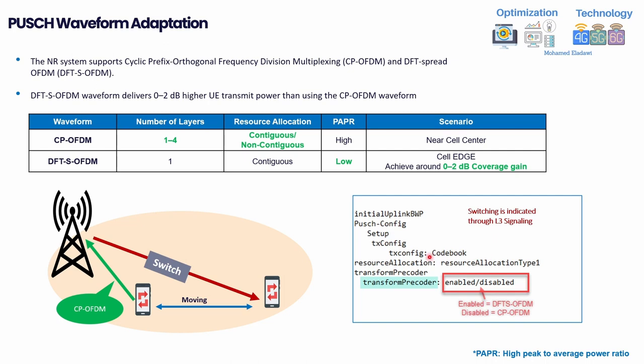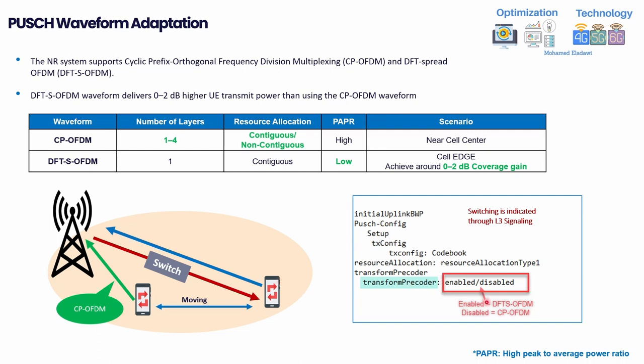You are going to receive this one under the initial uplink bandwidth part. There will be a switching indication from the RRC reconfiguration message. This is called transform precoder. If it's enabled, this means the DFT-s-OFDM now will take effect, and the user will start using the DFT single carrier OFDM. And if it's disabled, this means the user is still using CP-OFDM.